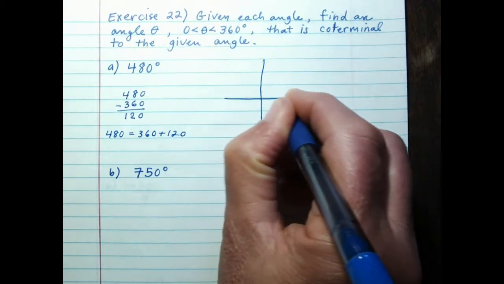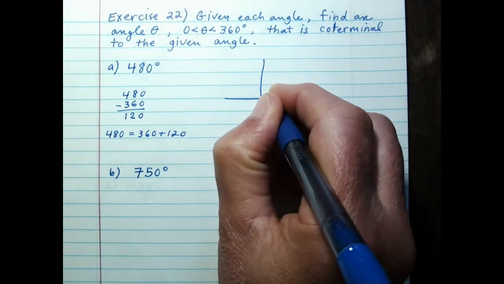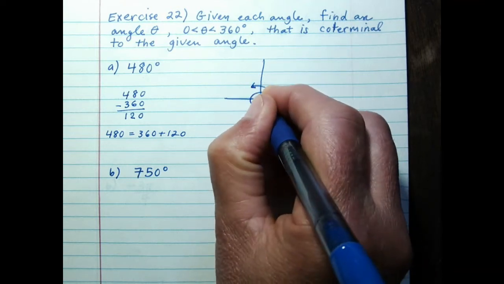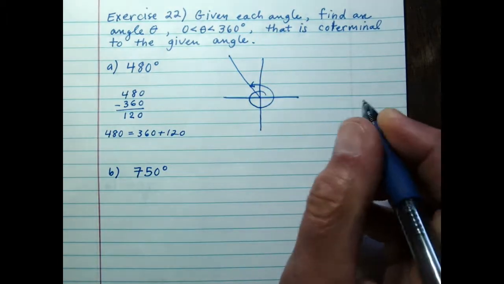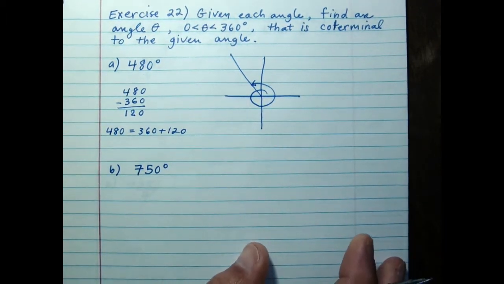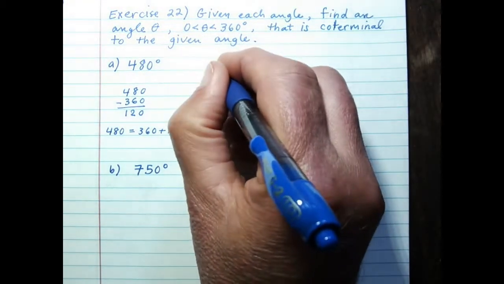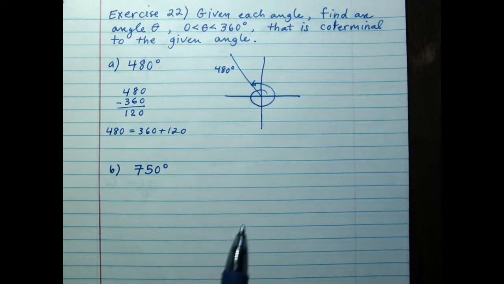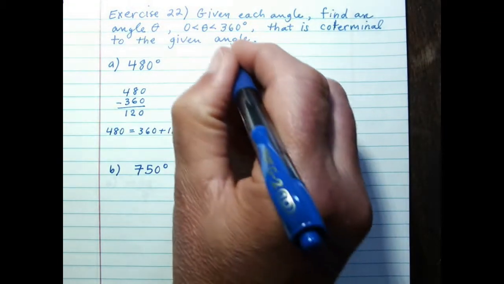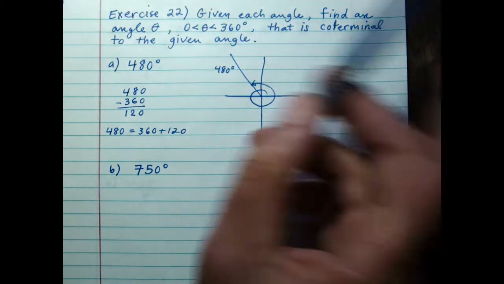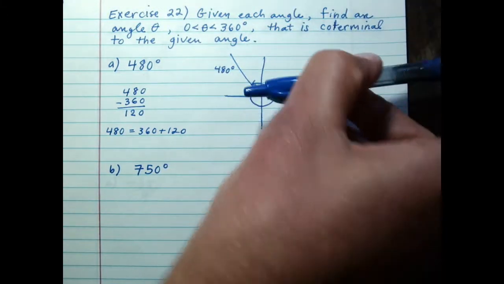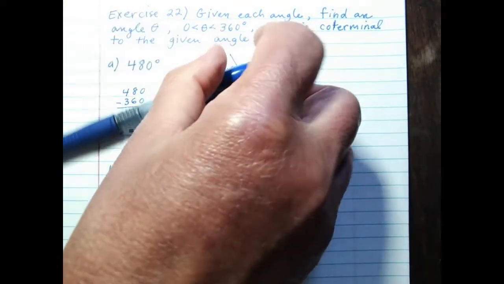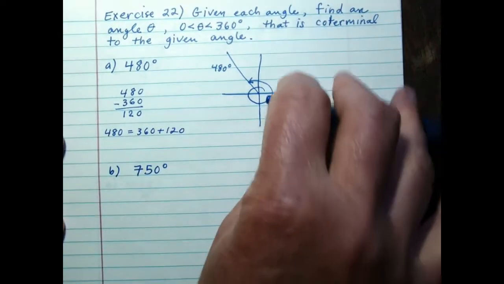So if I'm going to draw 480 in standard position, I'm going to go around, and I kind of know 120 is more than 90 degrees. So there's 480 degrees in standard position. What we're trying to find is an angle that has the same terminal side and that lies between 0 and 360. Lying between 0 and 360 is kind of like saying it's positive and it's in that first rotation around the circle. All right, first rotation.